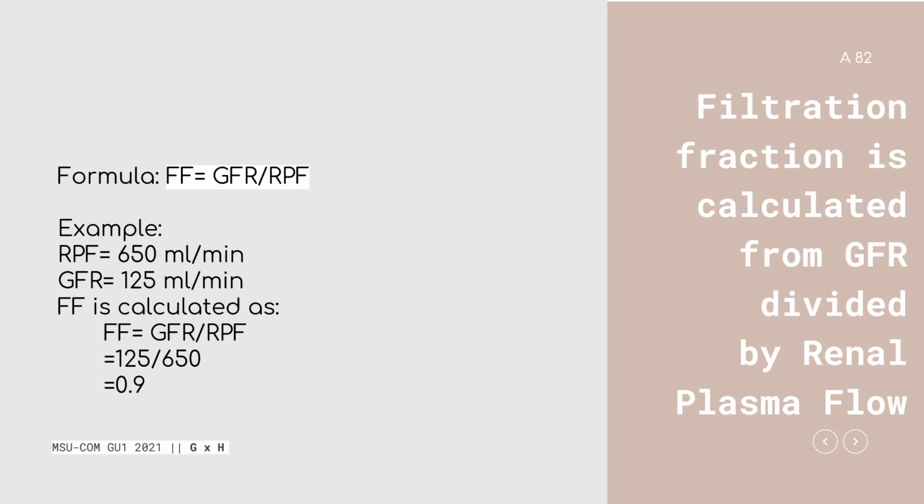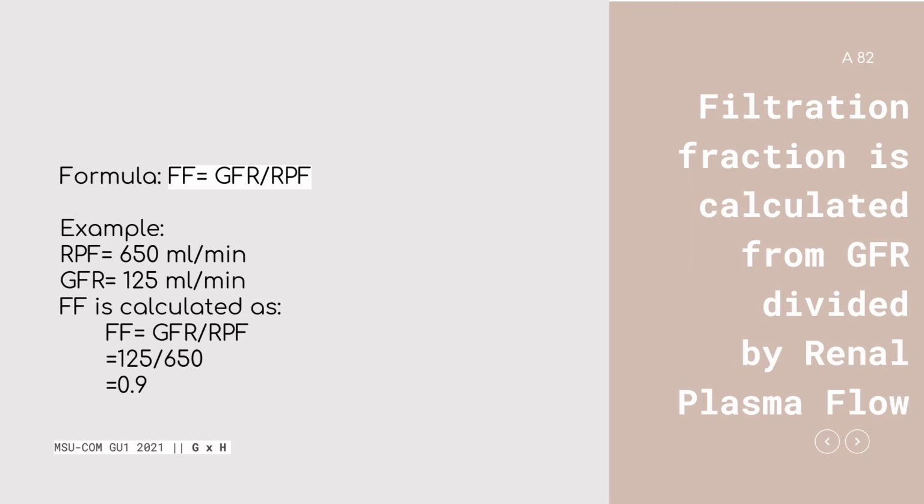We can then utilize GFR and RPF in the calculation of the filtration fraction, which is the fraction of plasma that filters through the glomerular membrane. In calculating filtration fraction, one must know the renal plasma flow via para-aminohippuric acid and the glomerular filtration rate, which is via inulin clearance. An example is stated as follows.